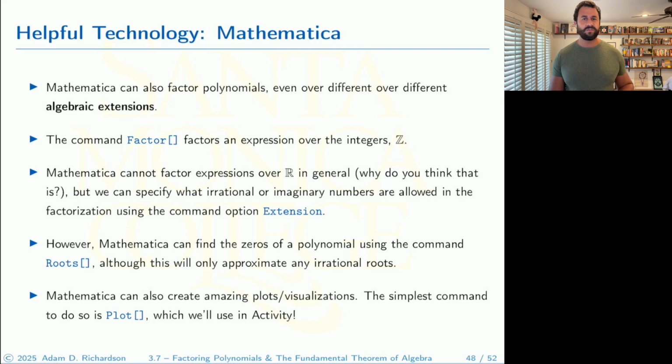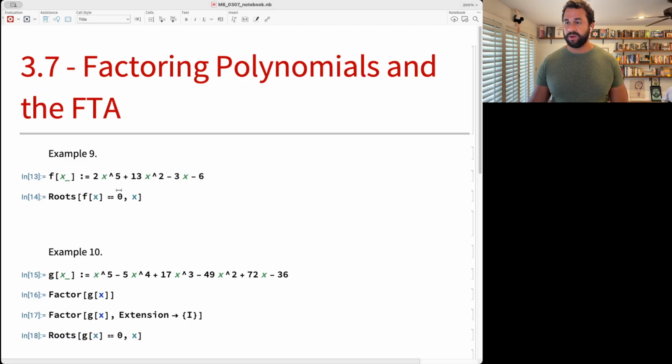We're not going to go too much into detail with those, but you will have to do it in a basic way in the activity for this section. Let me pull up Mathematica now, and let's explore this really cool technology. Okay, here we go. So I want to go back to example 9.